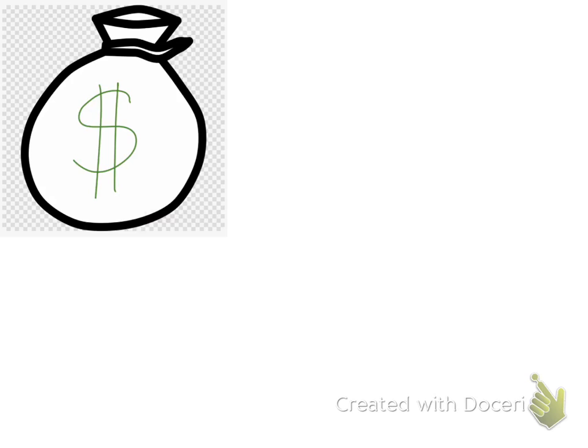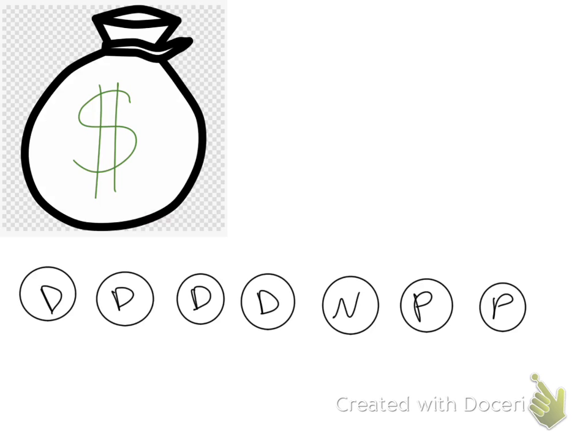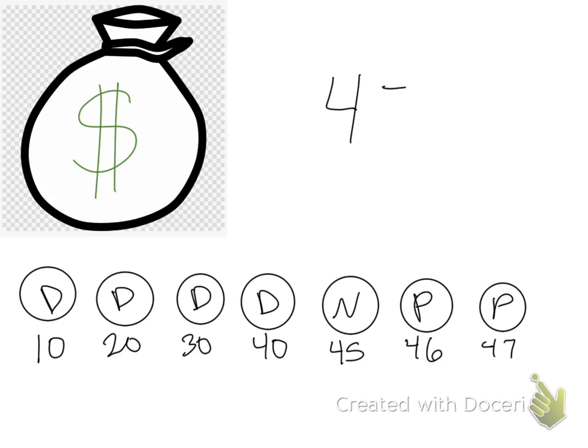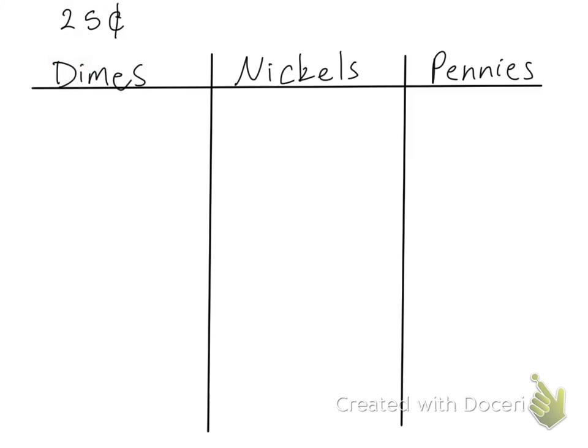Okay. All right. So let's say in this bag, there are 4 dimes, 1 nickel, and 2 pennies. So we count by dimes first. So we say 10, 20, 30, 40. Then I count my nickel, 45, and then the pennies, 46, 47. So this bag has 47 cents in it.